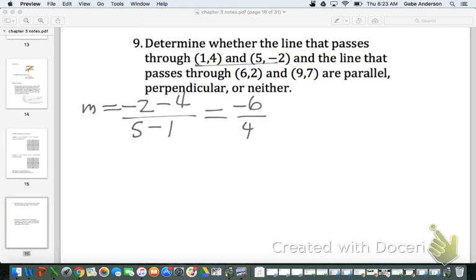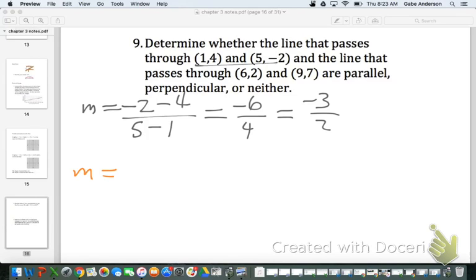Did you reduce that by any chance? I did not. How would that reduce? You don't really have to do that, but -3 over 2. Yep. Okay, so the first line has a slope of -3 over 2. So we'll just hold off on that for a moment, and we'll try to figure out what's going on with the other line. So Alec, did you figure out the slope on the other line? Let's hear what your steps look like.